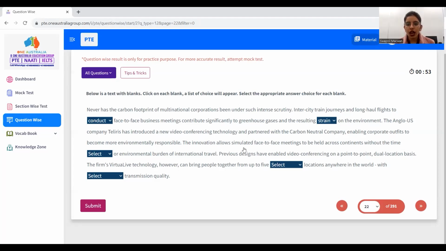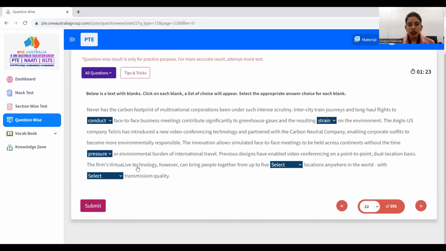And the innovation allows simulated face-to-face meetings to be held across continents. These innovations allow these meetings to be held across all the continents without the time or without the time dash or environmental burden. They are not pressurizing anything and not giving any burden. So without the time pressure, because they do not have any type of time pressure.